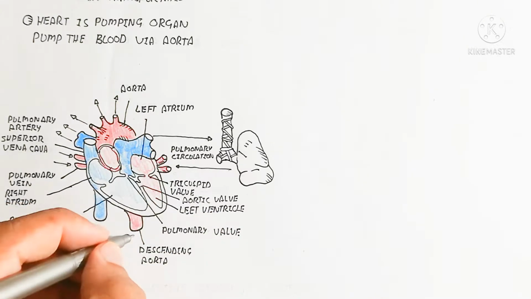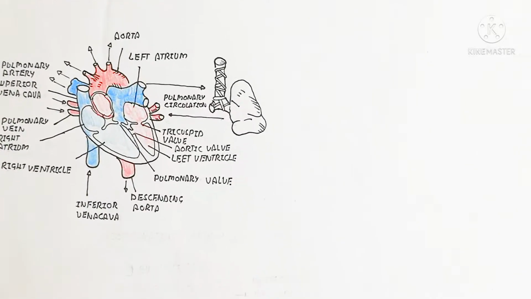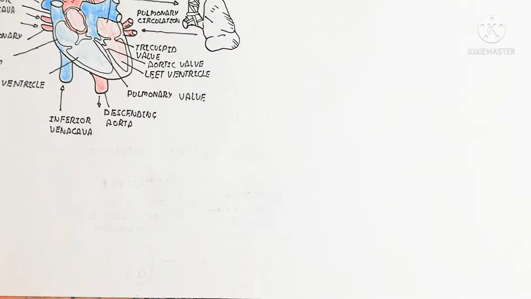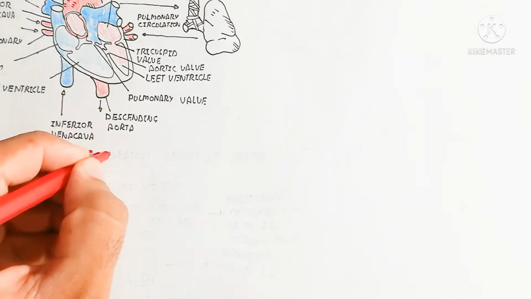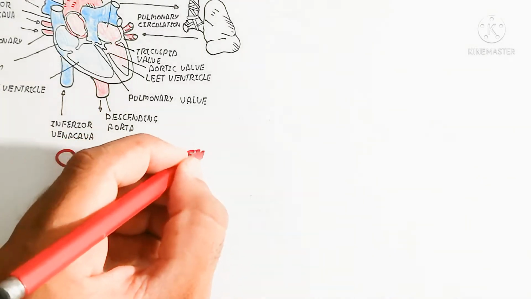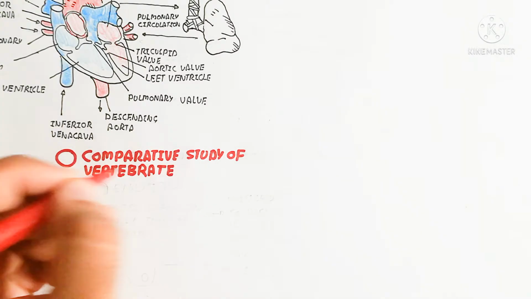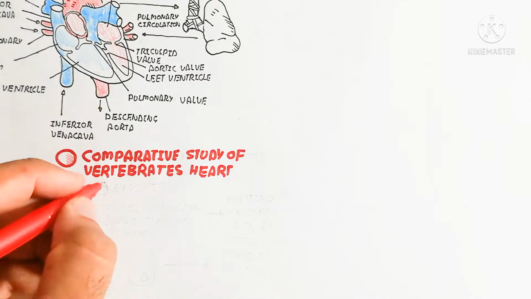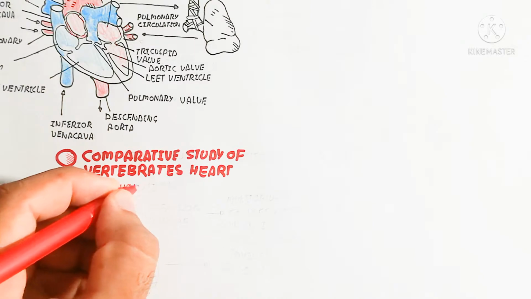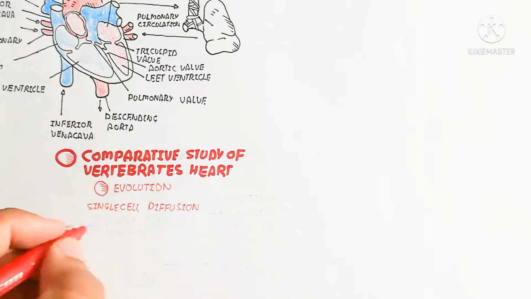Anyhow, here we will discuss the evolutionary process, the meaning of the circulatory system, and the significance of the circulatory system. Here is the descending aorta, which supplies blood to the trunk, basically the abdomen and legs, and the aortic arch, which supplies the head and arms. Here we will discuss the comparative study of the vertebrate heart. First of all, we will discuss the evolution.